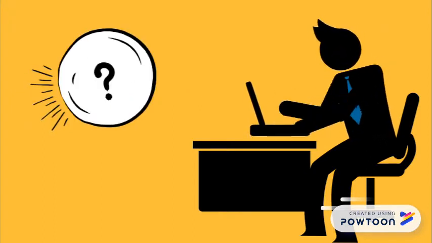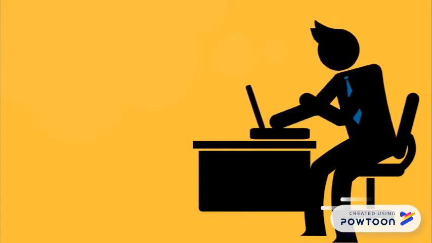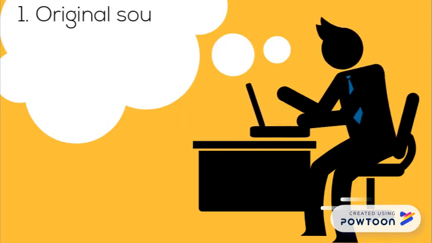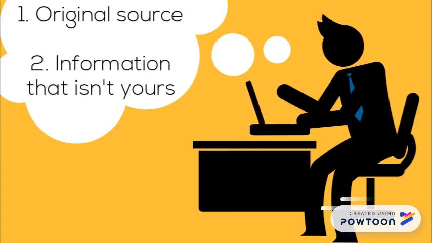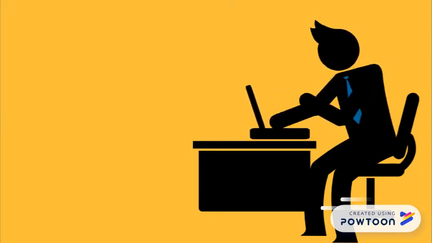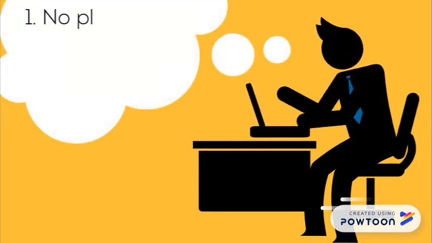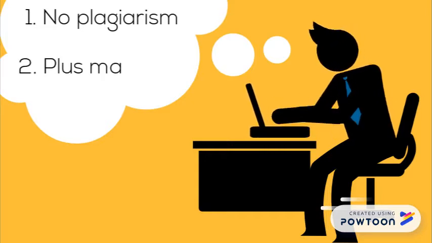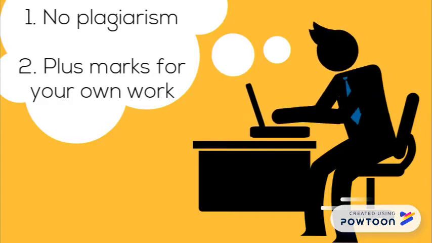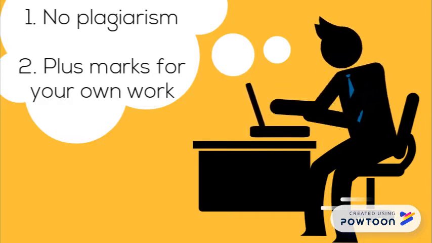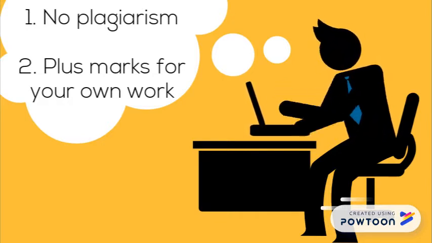It's when you acknowledge the words or ideas from other sources in the actual text that you are writing. Why would you want to do this? For two reasons. It shows the reader where they can find the original source and shows what information isn't yours. Showing your sources is important in order to avoid plagiarism, but it also shows the reader what work isn't yours and what work is yours. And remember that at this level, you get marks for including your own words and ideas.